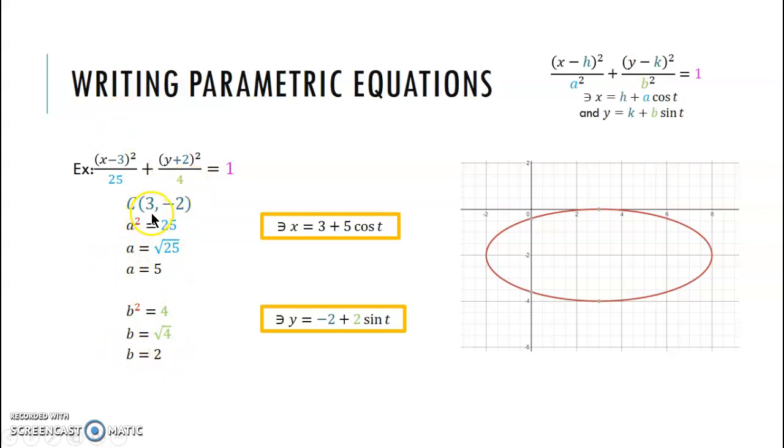So if we go to the center of this ellipse, we have 3, negative 2. So 3, negative 2 is right here. Okay, so 3, negative 2, that means if a is 5, then I have a horizontal radius or distance of 5. So I can go 1, 2, 3, 4, 5. It gives me that point. Go back to the center. 1, 2, 3, 4, 5.